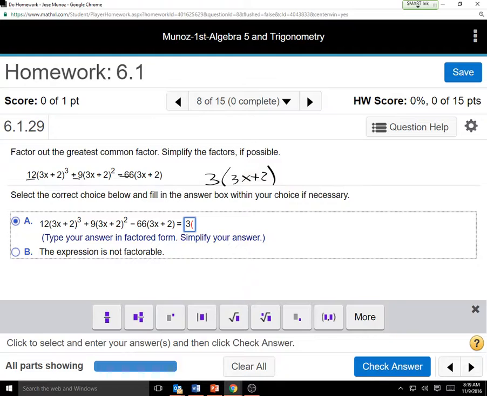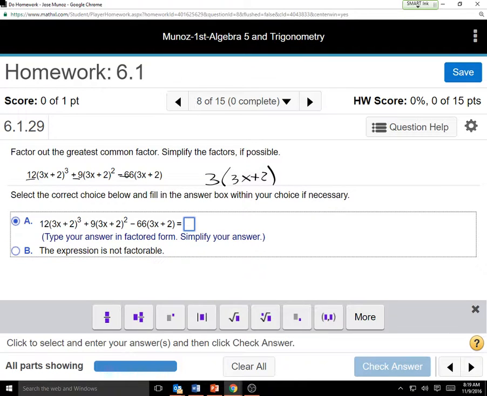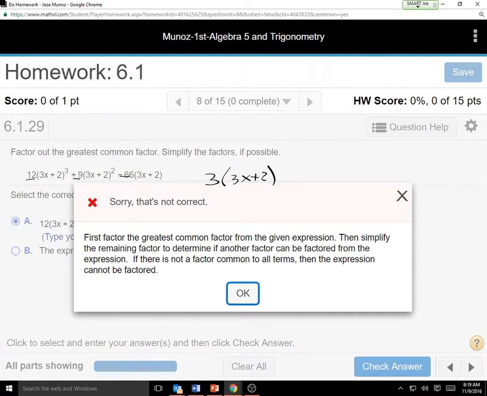Now, that's the way I'm interpreting leave it in factored form. That's not right. It's not right, so I have to distribute it? Okay, so 3 times 3 is 9x. 3 times 2 is a positive 6. Yeah, leave it in factored form.